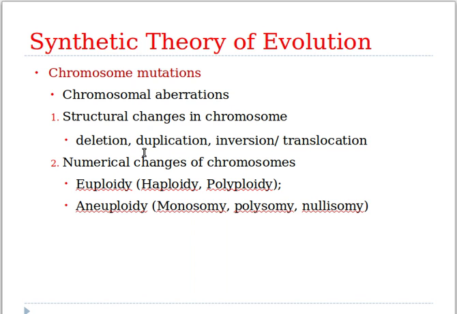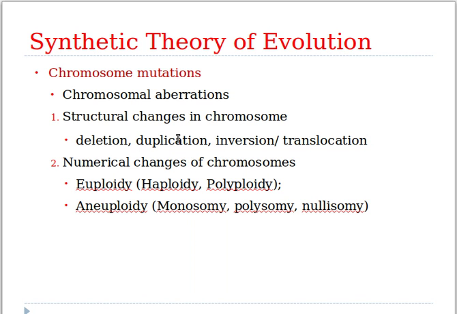There are two kinds of them, they are inherited in two ways actually. One is the structural changes in chromosome, and the other is numerical changes of chromosome. Okay, structural changes in a chromosome could be due to changes in the number of genes.